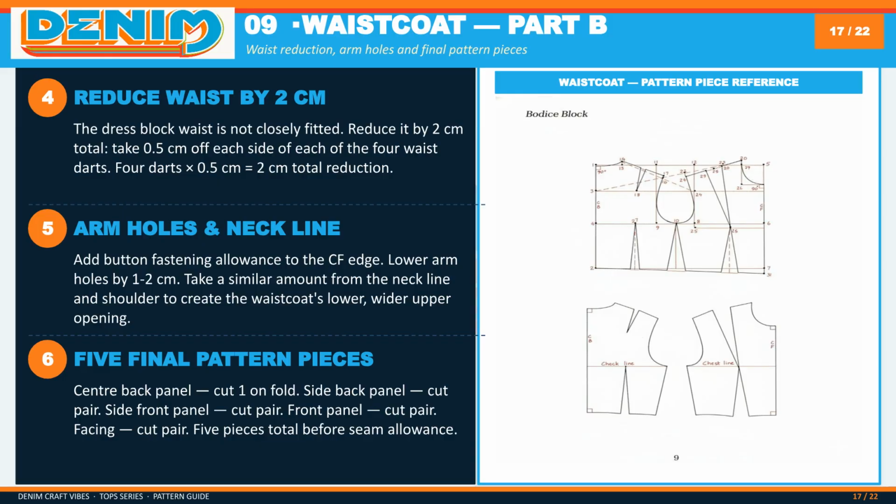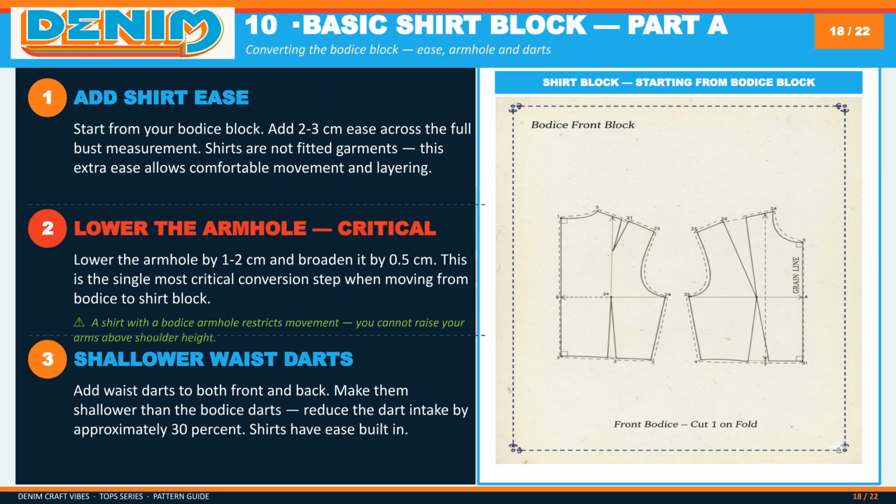A fitted waistcoat starts from the dress block because it gives more length and better shaping through the waist. From there, divide the pattern into panels, align the dart shaping with the seam lines, and refine the waist for a closer fit. Then add the center front fastening allowance, lower the armhole slightly, and prepare the final pieces for cutting. The structure comes from careful pattern planning, not from forcing the fabric later.